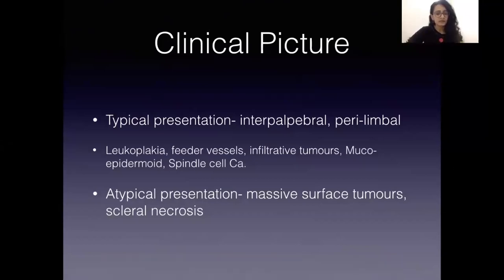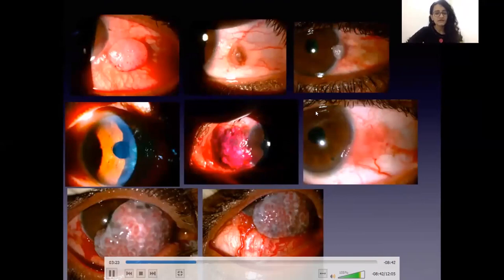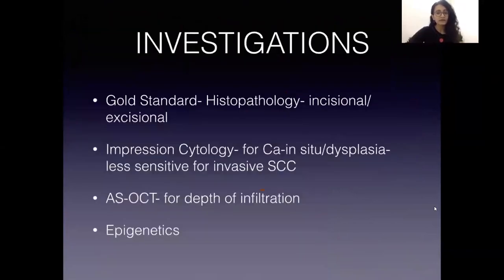Mucoepidermoid and spindle cell carcinomas can also be found. In an atypical presentation, there can be massive surface tumors along with scleral necrosis. The slide shows a variety of lesions that we have seen in our OPD. The first slide ranges from a conjunctival papillomatous lesion to a leukoplakic lesion to even purely corneal OSSN, where you can see a sheet of translucent cells on top of the cornea. The last picture is of a very severe papillomatous OSSN with huge feeder vessels. This was a case who had HIV. So these cases are very severe and they progress very rapidly.